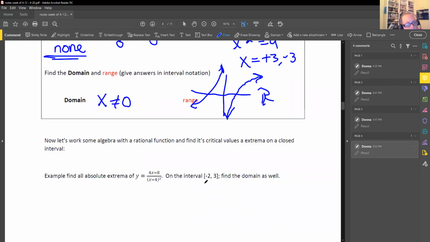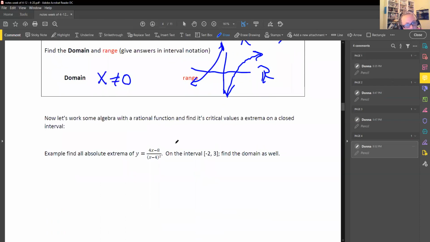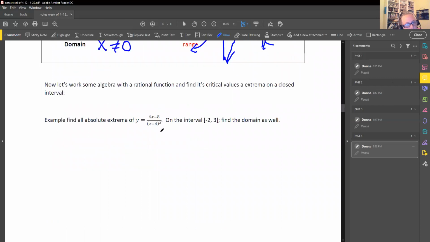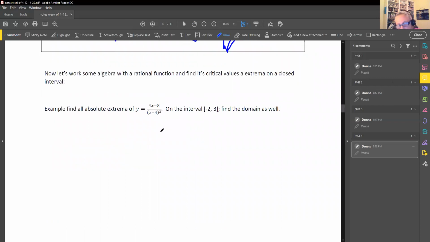All right, so we're going to work some algebra with rational functions and find the critical values of it on a closed interval. When I work with a rational function, the first thing I do is take note of the domain. The bottom can't be 0. So if x minus 4 equals 0, then x is 4. So x can't be 4. That's my domain, so I'm going to stay away from that value. Notice that 4 is not on the interval, so that's fine. This is continuous on that interval.